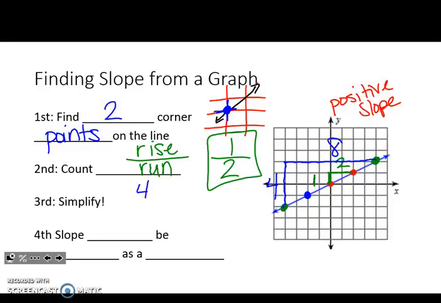So my rise would be 4 and my run would be 8. Now this third step says to simplify. So every single slope that you get, you need to make sure it's in simplest form. So if I type in 4ABC8 into my calculator, it's going to reduce or simplify to 1 over 2. And that's the same answer I got when I used the other 2 dots. So it doesn't matter which 2 corner points that you use, you will always get the same answer.